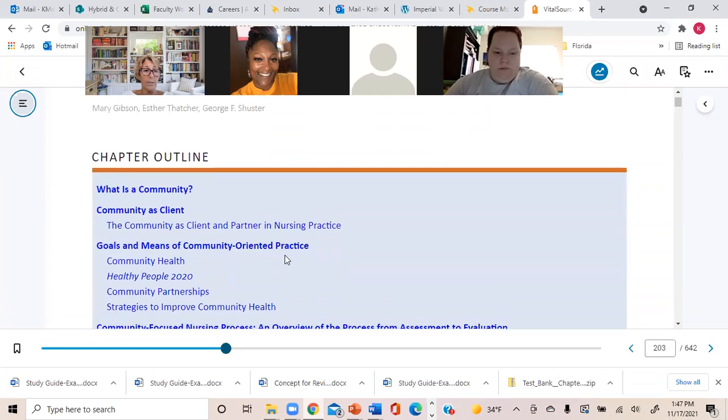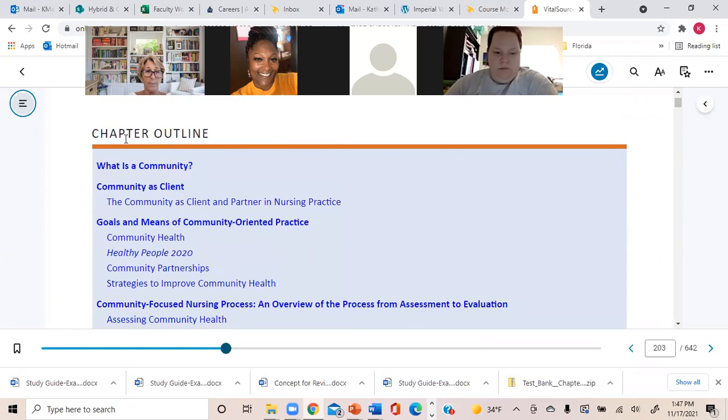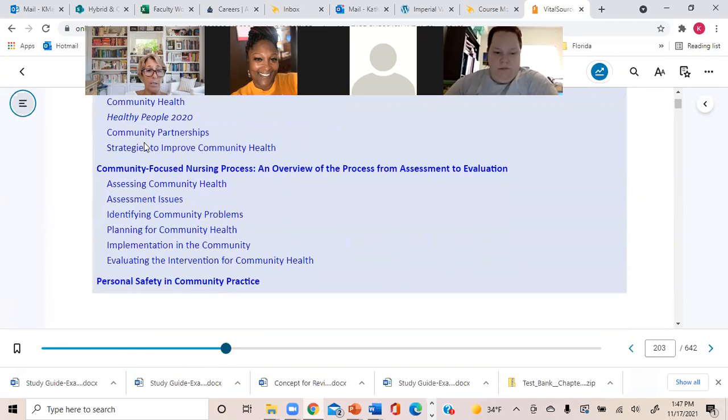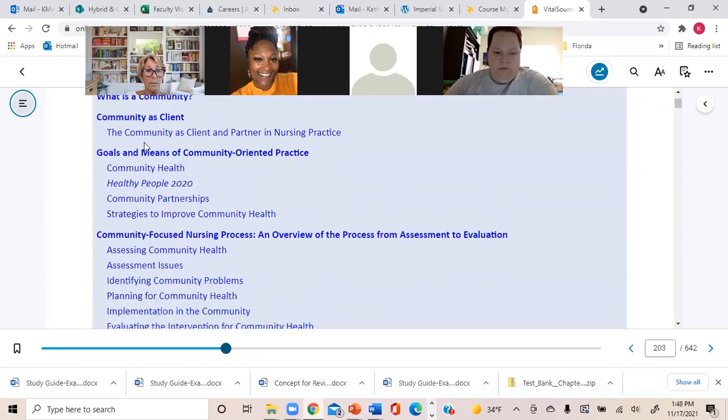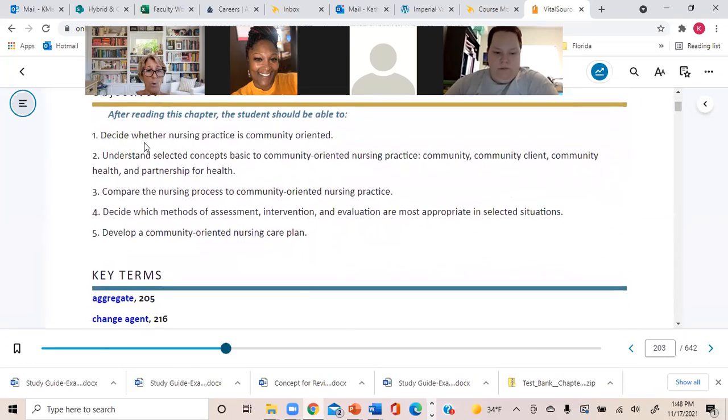Community assessment evaluation. Okay, we just went through the outline. That was the PowerPoint. Does everybody understand when I say that? The chapter outline in the book is the PowerPoint. Okay? Your objectives are the second page in your PowerPoint. Let's do number 1. Decide whether nursing practice is community-oriented. Is community assessment community-oriented? Yes, we just talked about that, right?